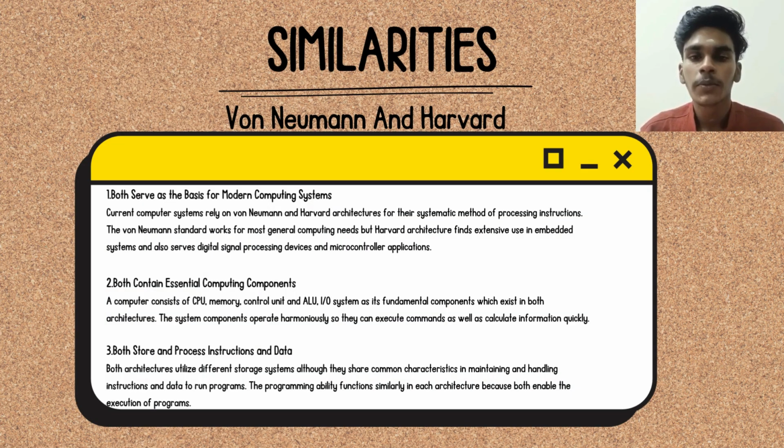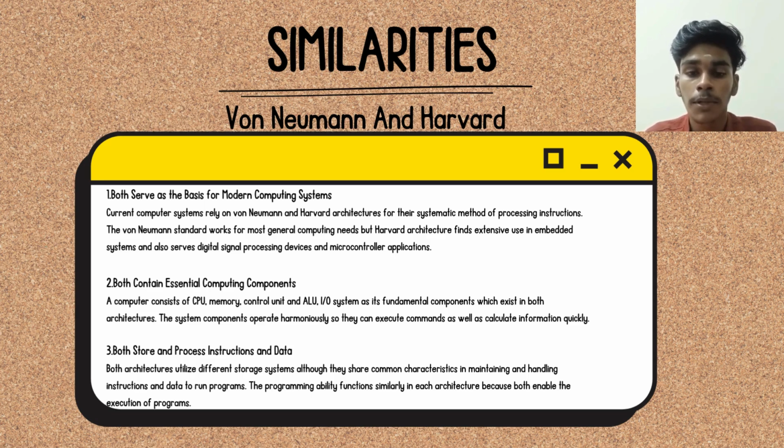Hello everyone, today I'm going to talk about the similarities of von Neumann and Harvard. Firstly, they both serve as the basis for modern computing systems. That is, current computer systems rely on von Neumann and Harvard architectures for their systematic method of processing instructions. The von Neumann standard works for most general computing needs, but Harvard architecture finds extensive use in embedded systems and also serves digital signal processing devices and microcontroller applications.